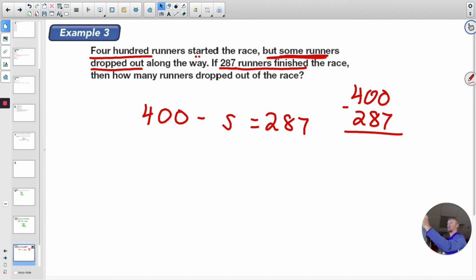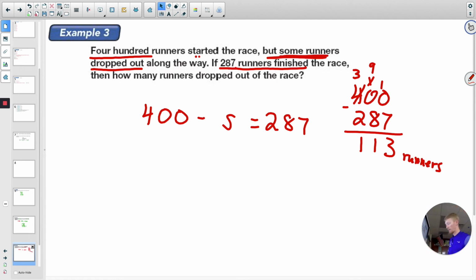Okay, so I'll have to borrow. That becomes a 3. That becomes a 10. Got to borrow again, so it becomes a 9. And that becomes a 10. All right. So 10 minus 7 is 3. 9 minus 8 is 1. 3 minus 2 is 1. So 133 runners.